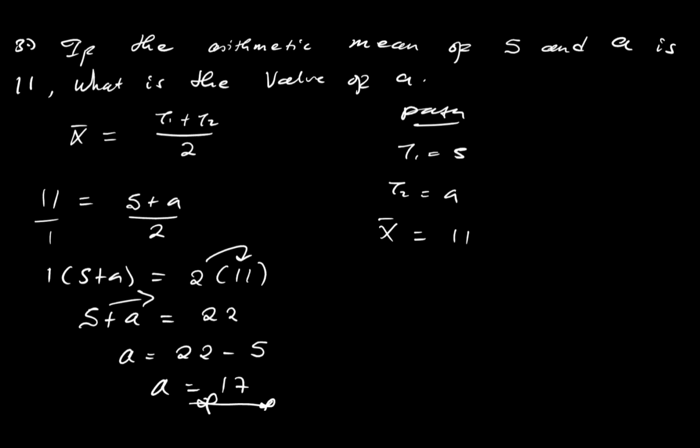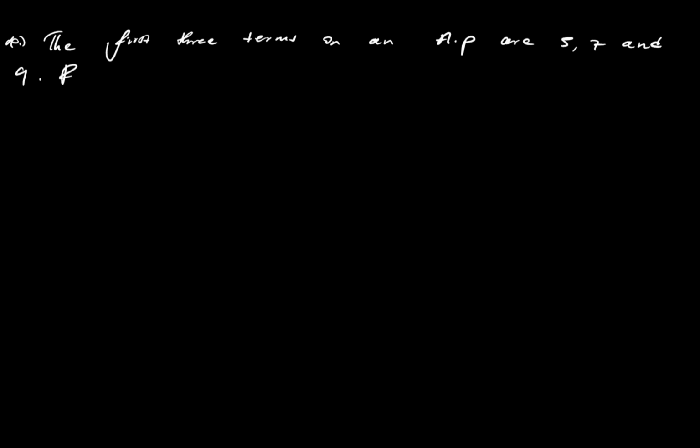Okay, so let's look at another question. Say that the first 3 terms in an AP, which simply means arithmetic progression, are 5, 7, and 9. Let's say you've been asked to find the following. Now, you can always pause the video and attempt to do these questions on your own.